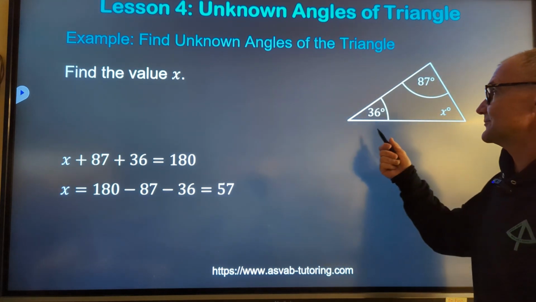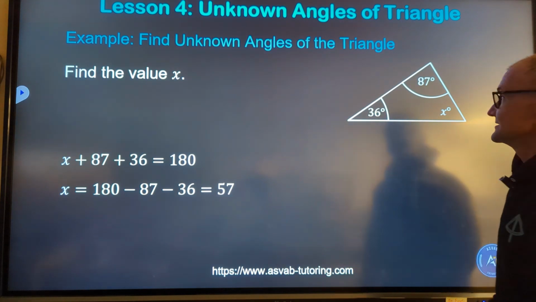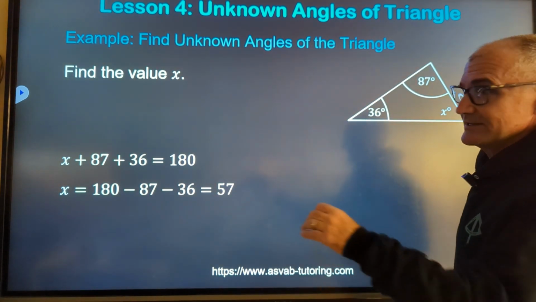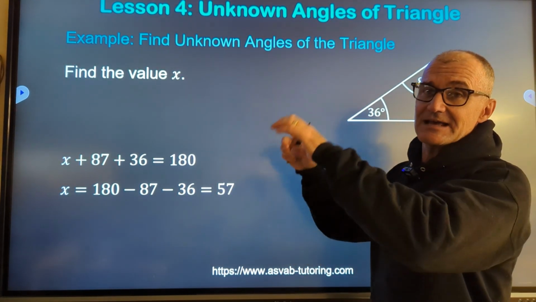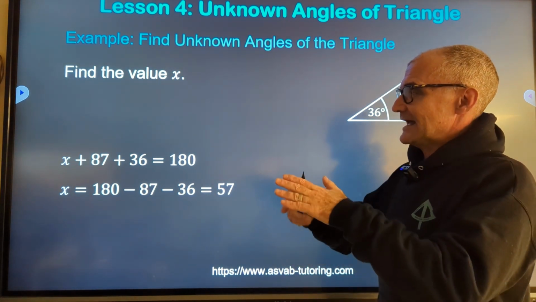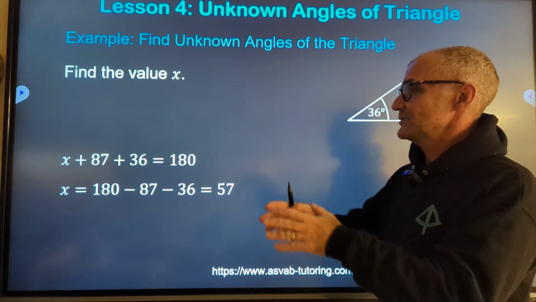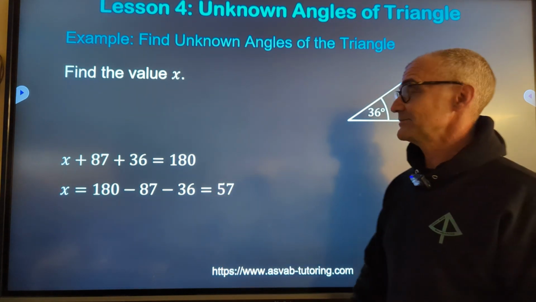A couple things you need to know about any triangle. All 3 angles add up to 180. So if you've got a right triangle, one of the angles is 90, then the other 2 have to add up to 90. If 2 angles add up to 90, it's called complementary. Or if 2 angles add up to 180, it's called supplementary.